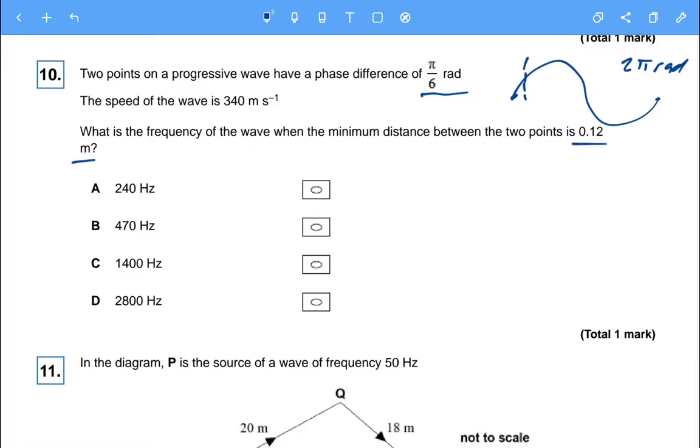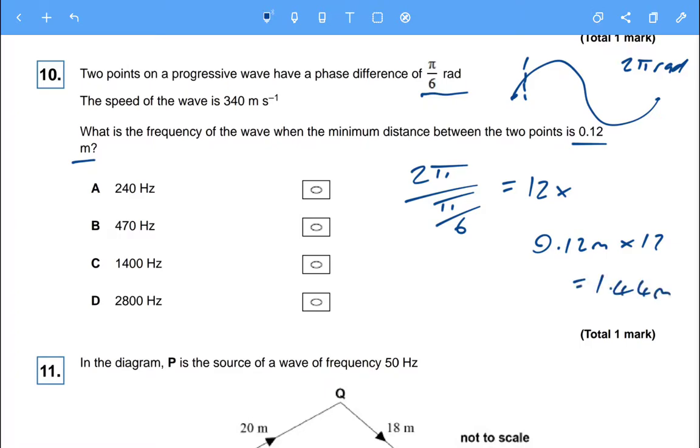If you couldn't identify that pi by 6 radians was a 1/12 of the wave, you could just do 2 pi divided by pi over 6, which will give you 12. So 12 of those fit into a full wave. So if we've got the distance between the 2 points being for the pi by 6, to get the full length of the wave, or the wavelength, we can do the 0.12 meters times 12 lots of that, which will give us 1.44 meter wavelength.